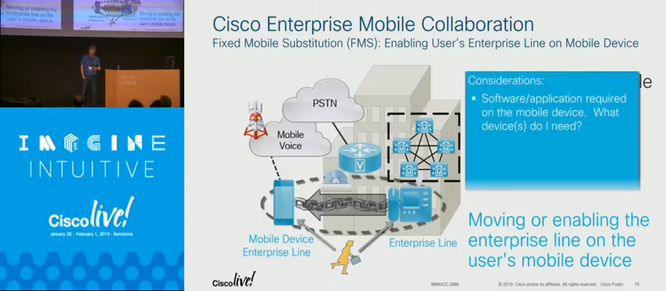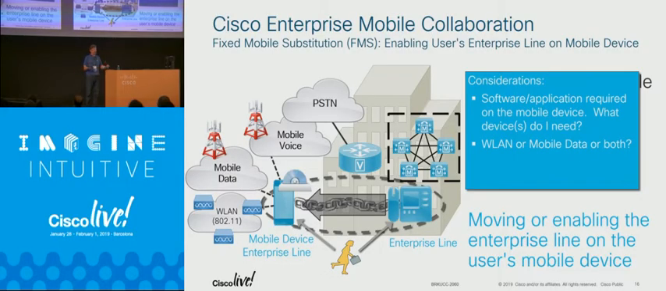Right? But when we do this, there are some additional considerations that we need to think about. It's not as easy as unified mobility, any phone, just put the number in and it's all good. In this particular case, we're going to need a piece of software or an application running on that mobile device in order to enable that enterprise line on that device. Right? So now we start to get into clients, Cisco Jabber, Cisco WebEx Teams, something running on that device to make that happen. And that introduces a new thing, which is we have to have some form of IP connectivity.